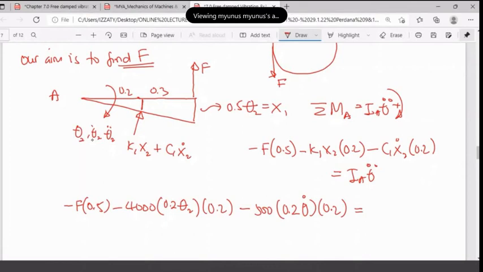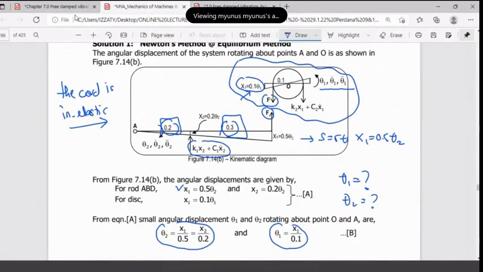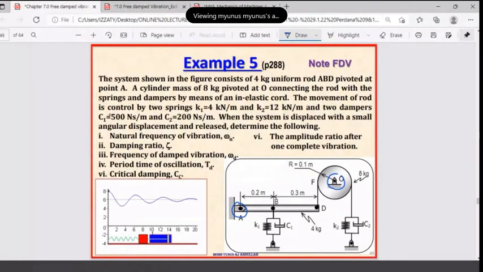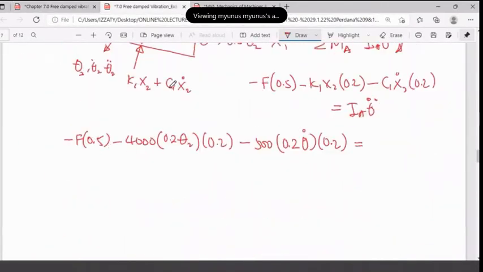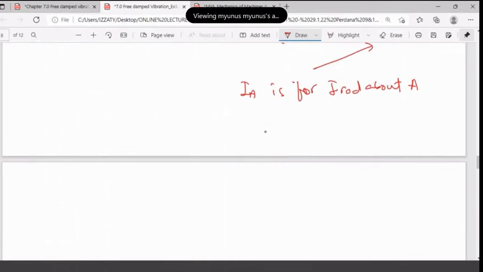So only look at the equation. What you have is only here, about A. So now you know that this is I about A. I'm going to focus on I here. This I is basically the I of the rod about A. How is it? You have this one about A.